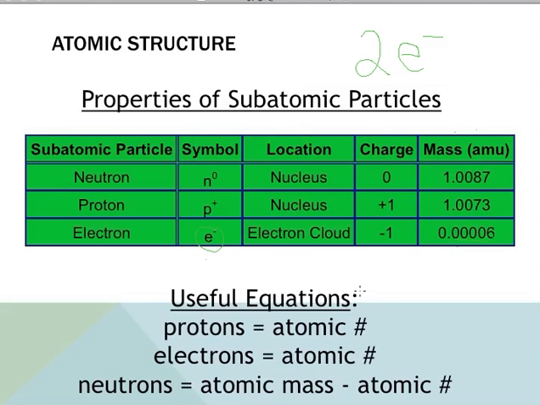If you are trying to figure out how many protons something has, you just look at the atomic number. If you're trying to figure out how many electrons something has, you can also look at the atomic number, because the number of protons and electrons is the same. If you want to know the neutrons, it's the atomic mass minus the atomic number. So these are 3 things that you will definitely need to know how to figure out.